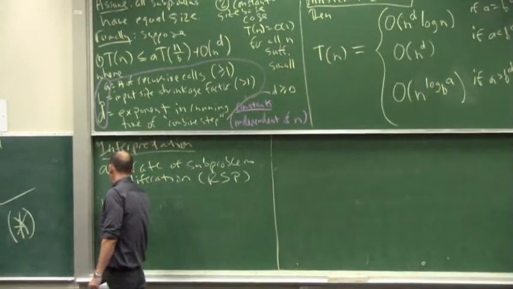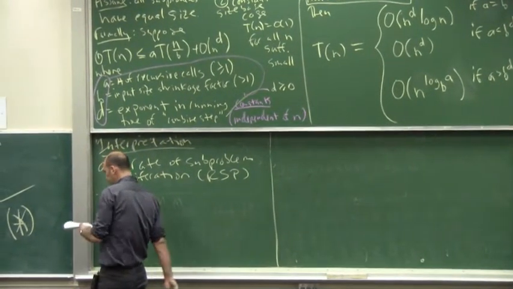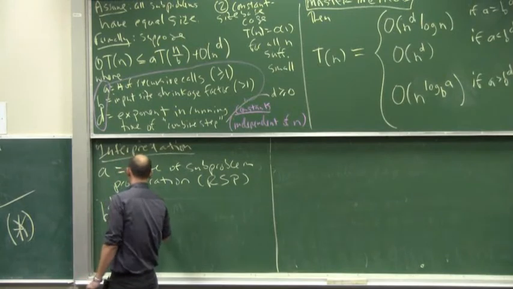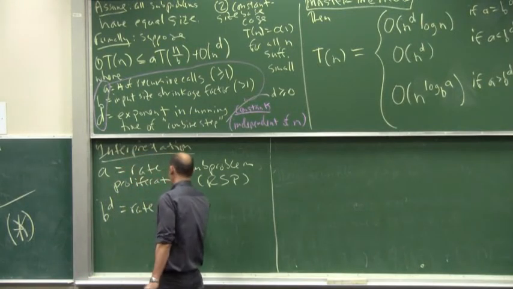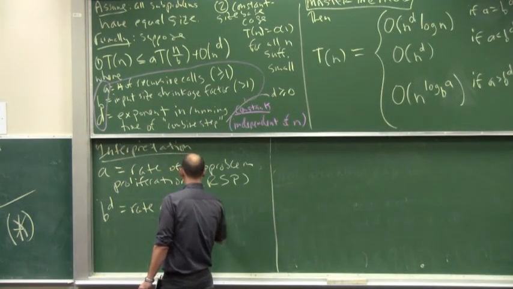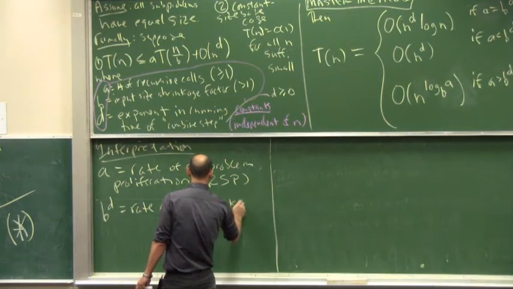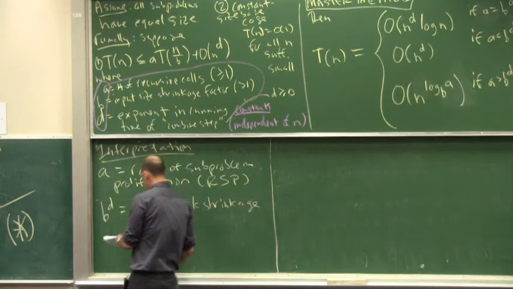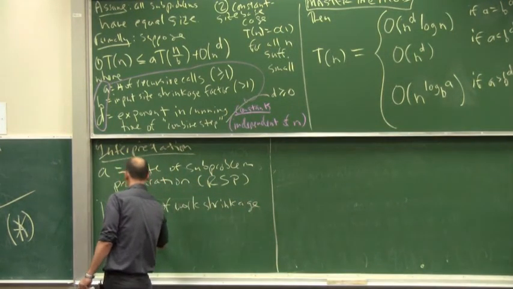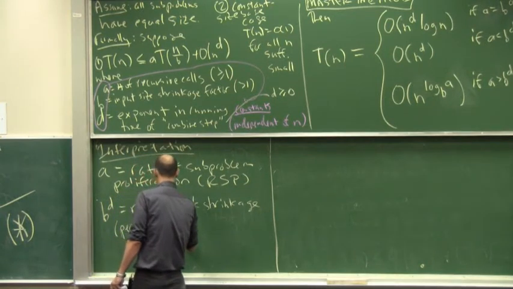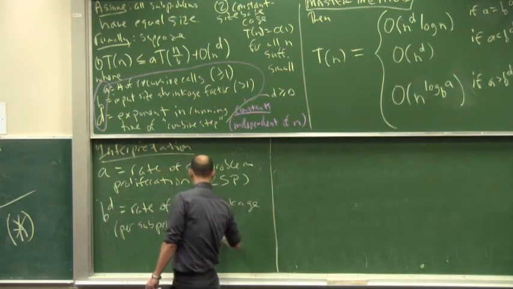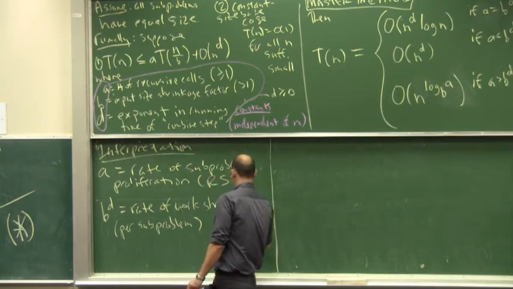On the other hand, B to the D is the rate of work shrinkage per subproblem. So RWS, I'll call it.